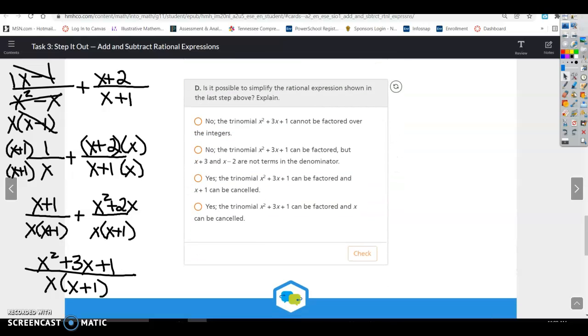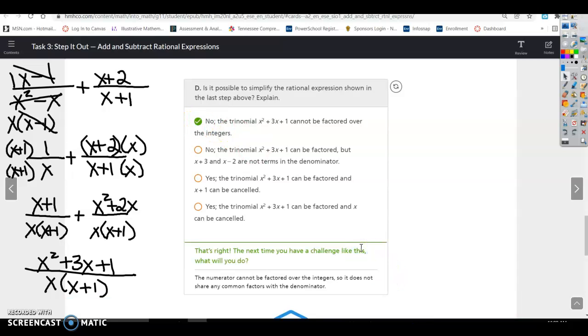Is it possible to simplify the rational expression shown in the last step above? I'm going to say no, because I already tried to do that. You can't multiply to get 1 and add to get 3. So it has to be one of the no's. No, the trinomial cannot be factored. No, the trinomial can be factored. So it cannot be factored. So that would be the correct answer there.